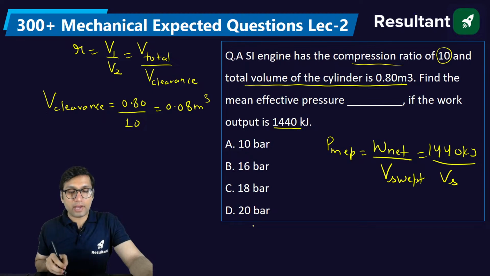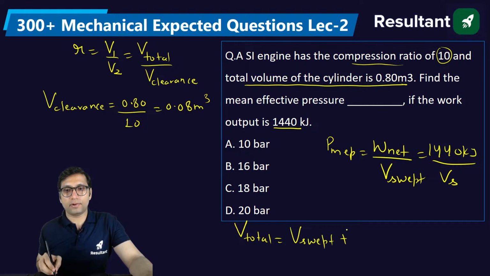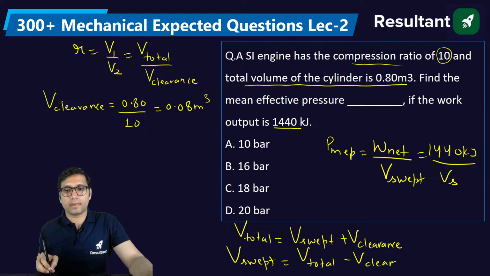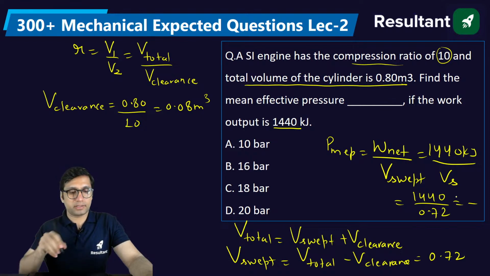But if you have to find the swept volume, then you know that formula. Total volume is sum of swept volume plus clearance volume. From here you can get the swept volume value. Swept volume is total volume minus clearance volume. So there you get 0.8 minus 0.08, somewhat around 0.72. It will be 1440 by 0.72. Solve it, get the answer.